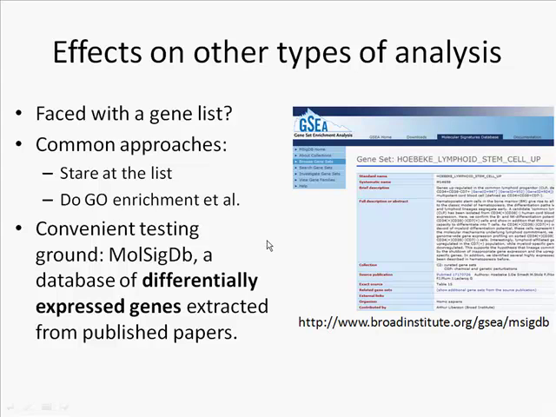This is a very commonly used approach. Most people have probably heard of things like GSEA. And one thing that the GSEA folks did at the Broad is they set up this database called MultiDB. That's a database of differentially expressed genes. They've gone through lots of papers and pulled out the gene list, the hit list that those authors provided, and they have 3,000 of those lists. So this is a nice resource for us to use.